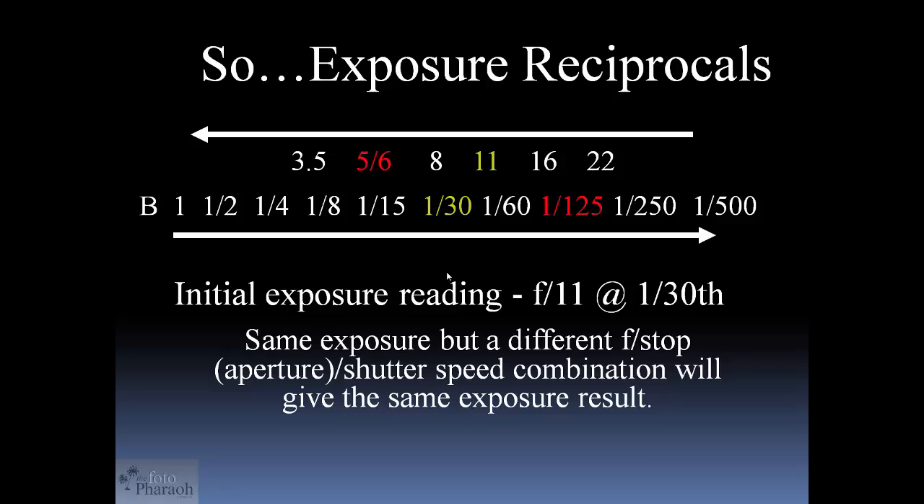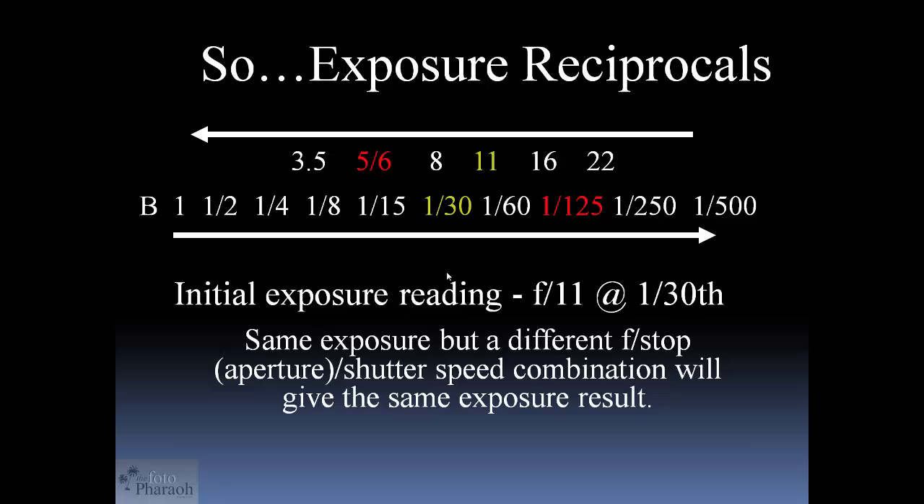So in this case, we decide we're going to use 1/125th of a second. When we move our shutter speed from 1/30th to 1/125th of a second, we have shortened the amount of time that the shutter is open in the camera. To compensate for that, we have to adjust the lens to f5.6, as you see in the diagram here. f5.6 at 1/125th of a second is exactly the same amount of light as f11 at 1/30th.